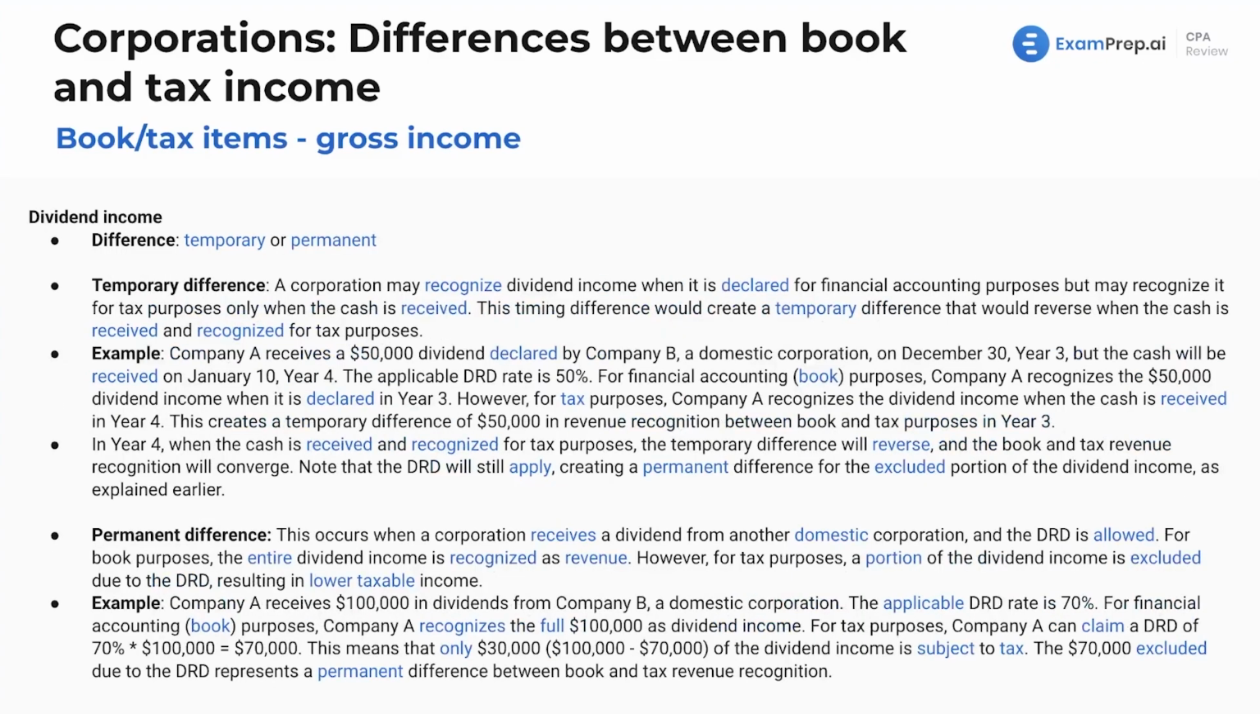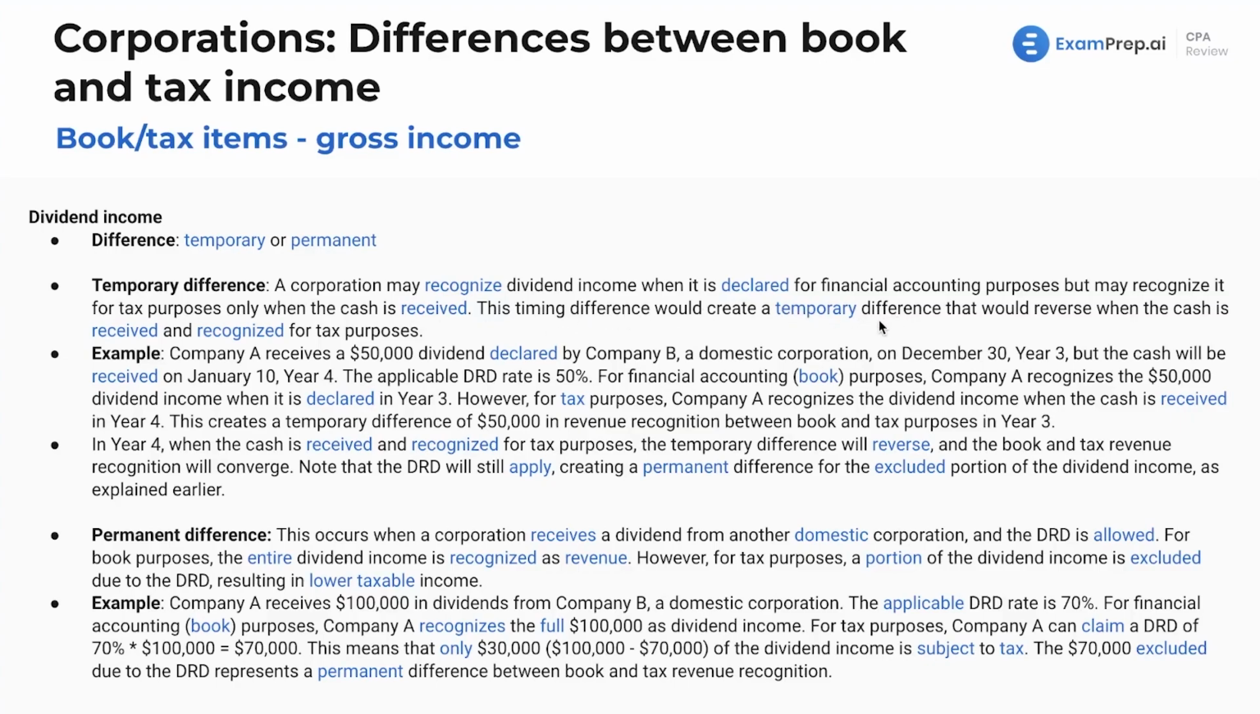Dividend income. Here we go. Now, this can create a temporary or permanent difference, and let's see why. For our temporary difference, a corporation may recognize dividend income when it's declared for financial accounting purposes, but may recognize it for tax purposes only when it's received. So big difference there. Think about your journal entries, recognizing income when it's declared, but you haven't received the cash yet for book purposes, but you're only recognizing it when received for tax purposes.